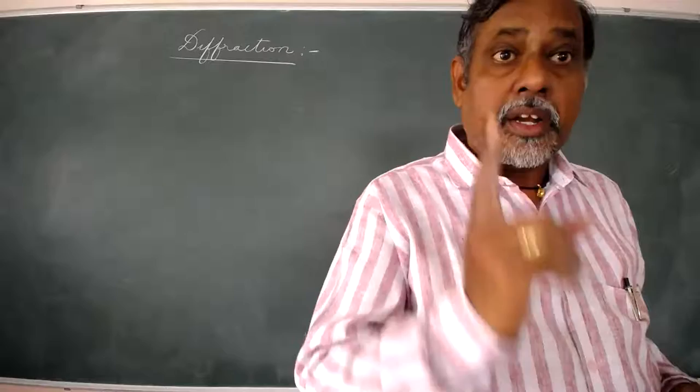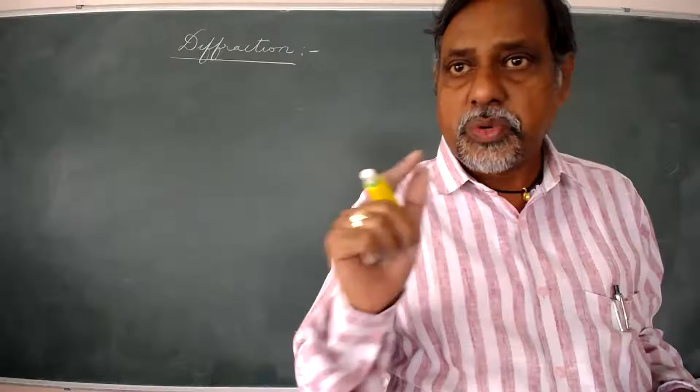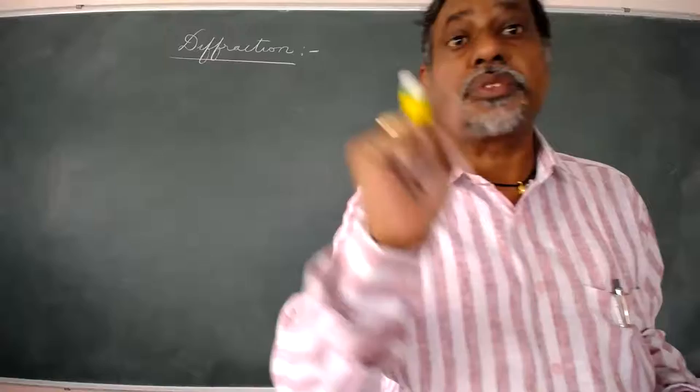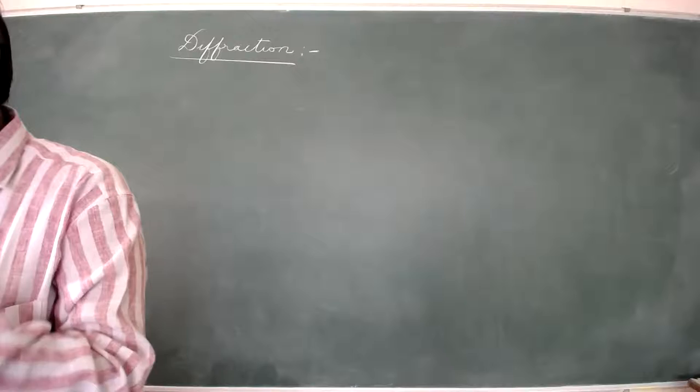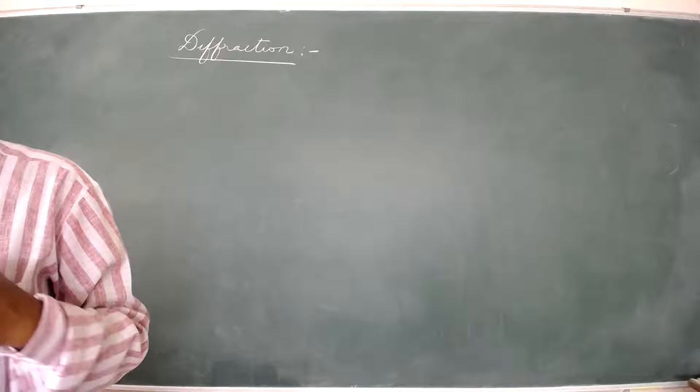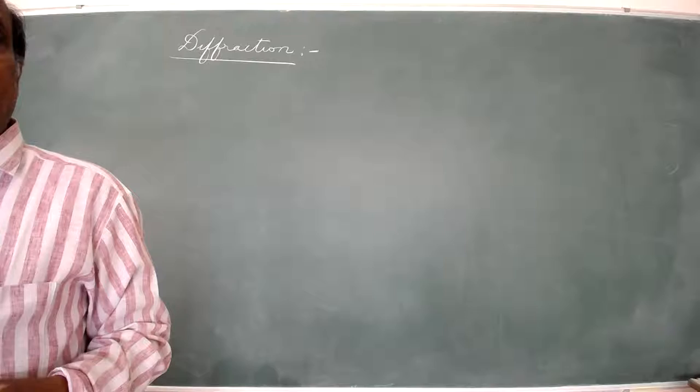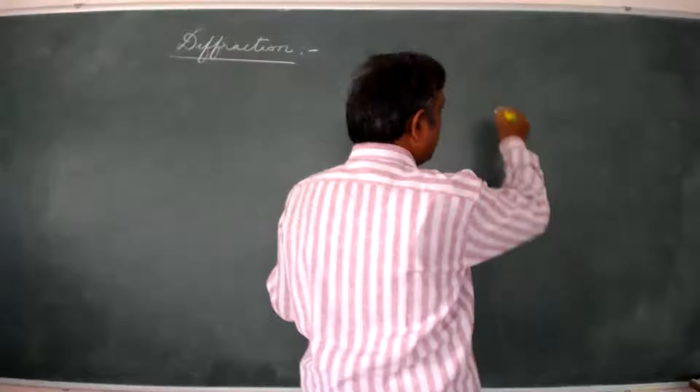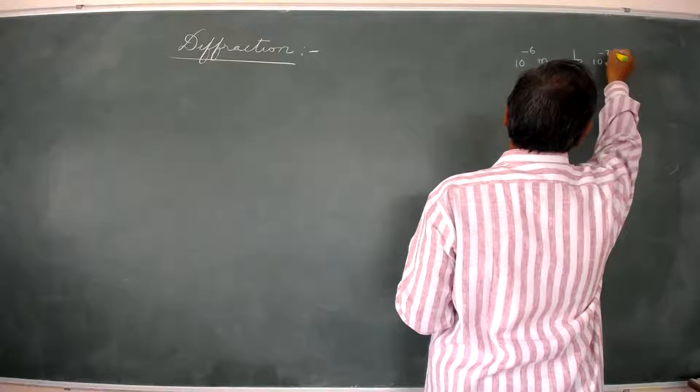What do you conclude from these two things? Whatever object you are going to take up, the size of the object is very, very important. Whenever the size of the object is very, very minute, but minute in what sense? What should be the approximate size of the object? The object must have almost equal size to the wavelength. And what is the wavelength of light? The wavelength of light varies from 10 power minus 6 meter to 10 power minus 7 meter. This wavelength range is for visible light.